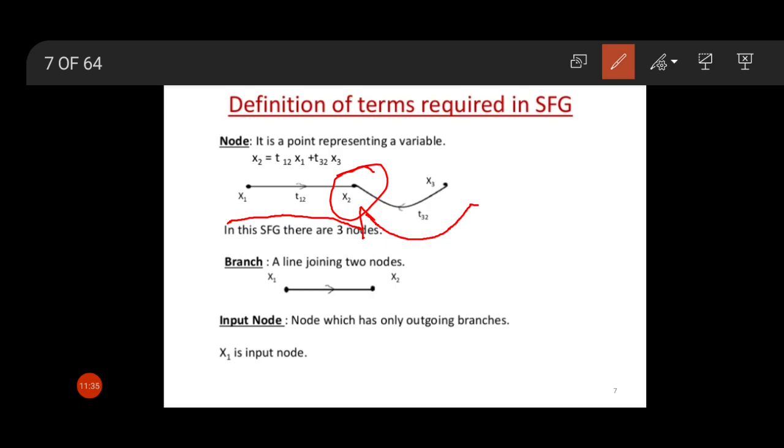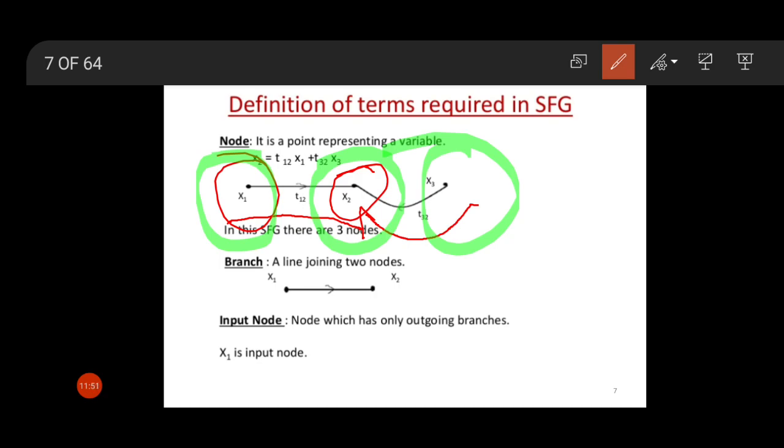From this signal flow graph, we have seen there are three nodes or three variables: one is x1, another is x2, and the third is x3. These variables are represented by nodes, meaning these dots, x1, x2, x3. A node represents a system variable which is equal to the sum of all incoming signals at the node.